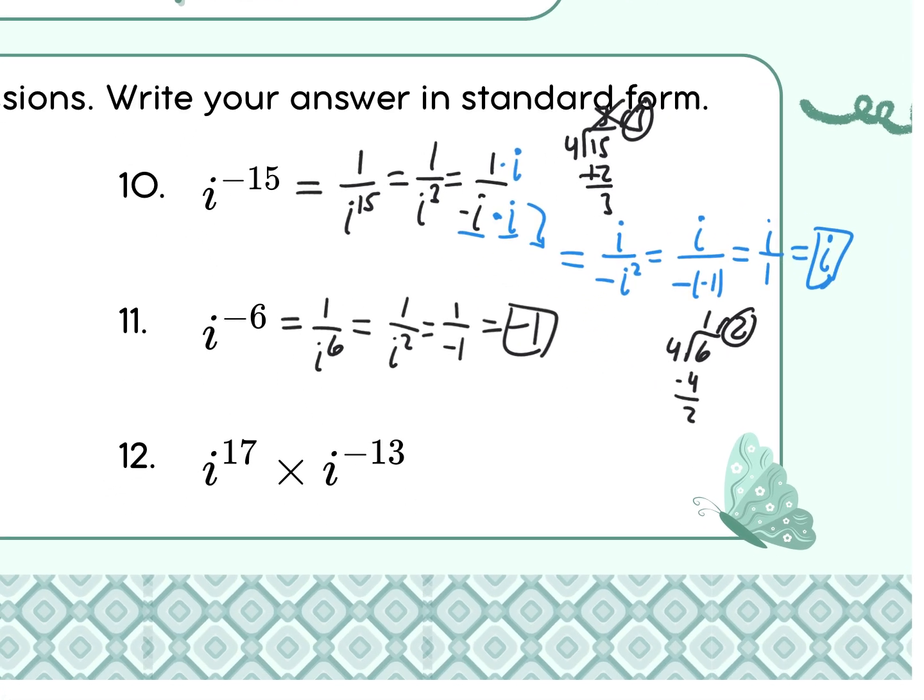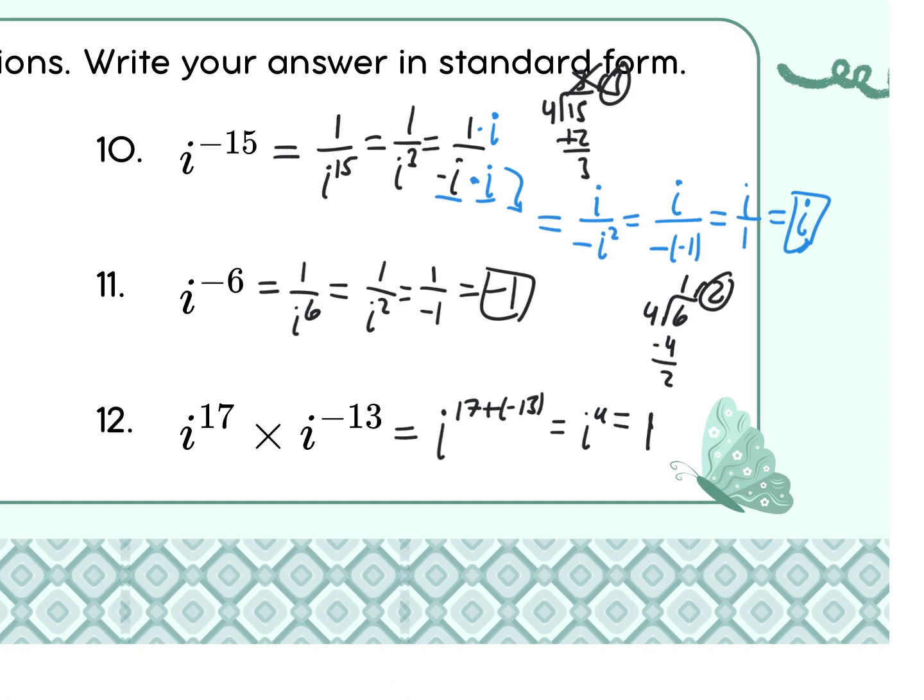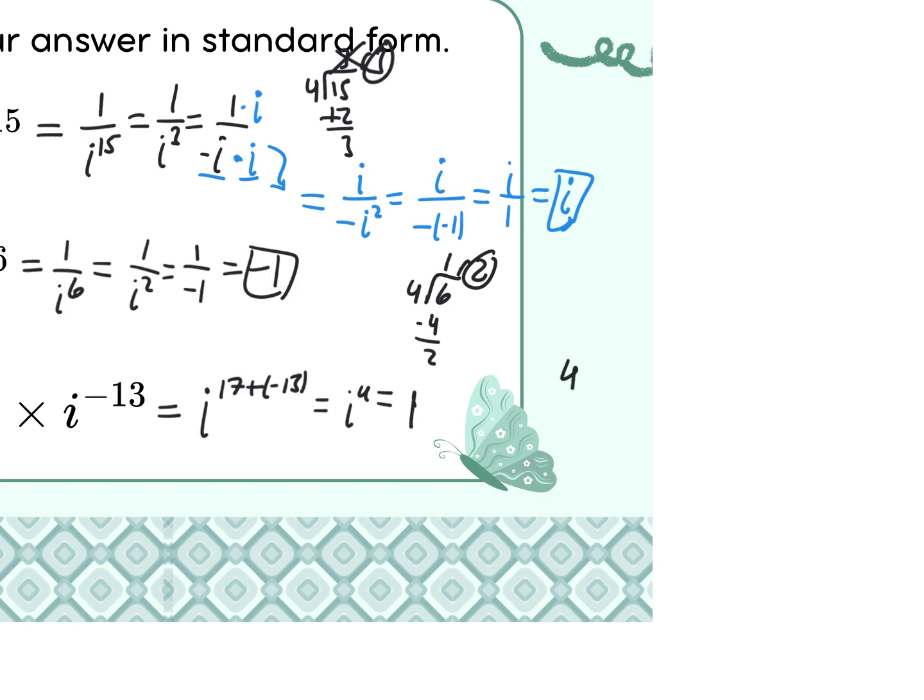All right. And then the next one, i to the 17th times i to the negative 13. When you're multiplying with the same base, you can add the exponents. So this is going to get you 17 plus negative 13, which is i to the 4th. And i to the 4th, as we saw on the previous slide, is 1, right? This is the one that you have to remember, right? If you didn't remember that, you could, of course, do your long division. I feel like that's a little too much work for something so simple, right?